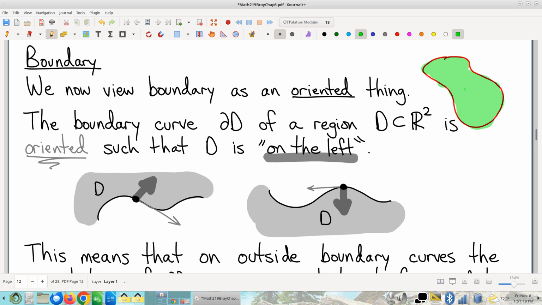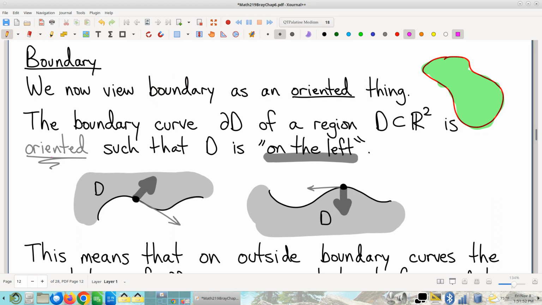We are going to add now to this idea. The word boundary now means more than just the border. Now boundary is an oriented thing, right? Boundary is oriented. Henceforth, for the rest of chapter 6, for the rest of chapter 7, that word boundary means oriented according to very specific conventions. So starting with this two-dimensional region, here's the convention.